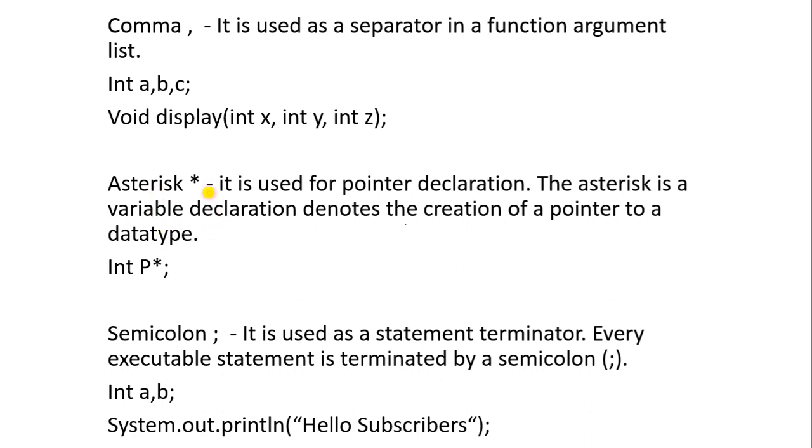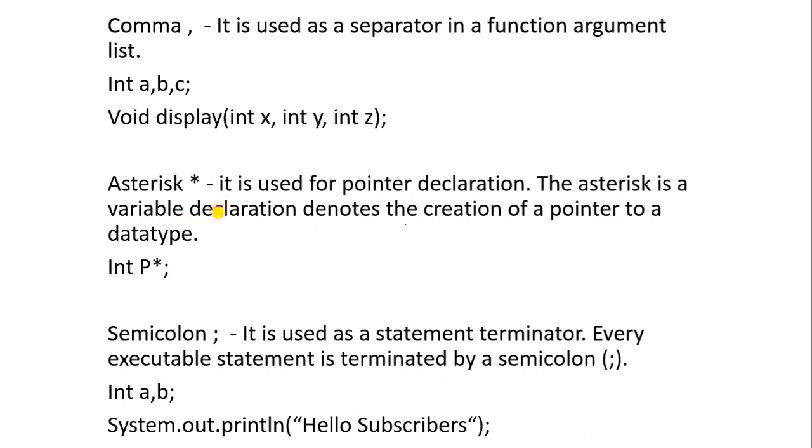And the next character is asterisk. It is used for a pointer declaration. The asterisk in a variable declaration denotes the creation of a pointer to a data type. Just now you should understand only this much. When we declare a pointer, like int star p semicolon, then you should understand p is a pointer. A pointer is used to store the address.